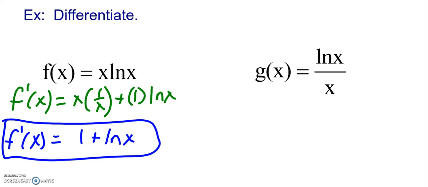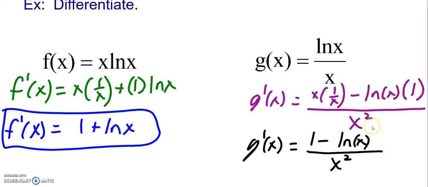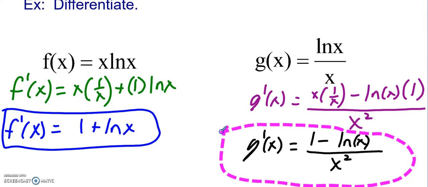All right, good times. I want you to try to find the derivative of g of x. Pause the video. Unpause when you're ready to check. All right, so hopefully you got g prime of x is 1 minus the natural log of x over x squared. How do we do that? Using our quotient rule, so bottom times the derivative of the top minus the top times the derivative of the bottom over the bottom squared. Any questions? No? Good? Great.